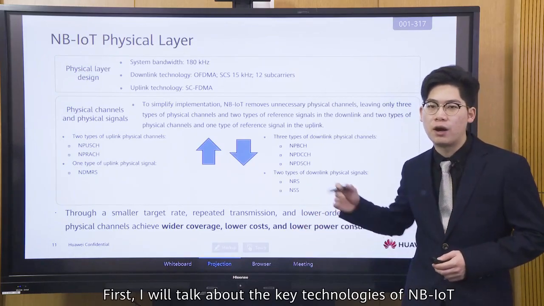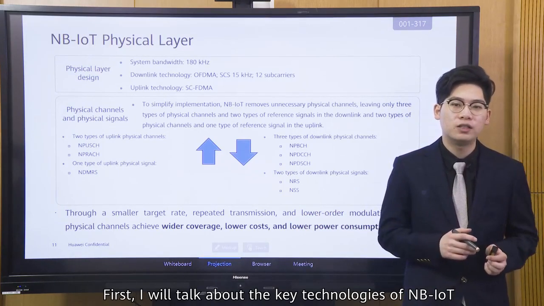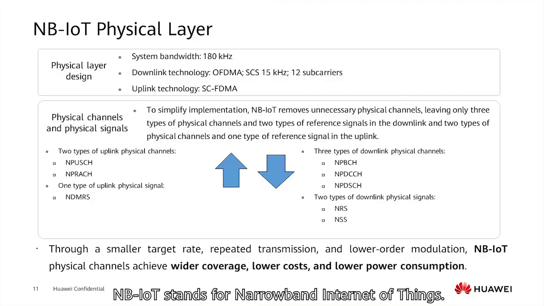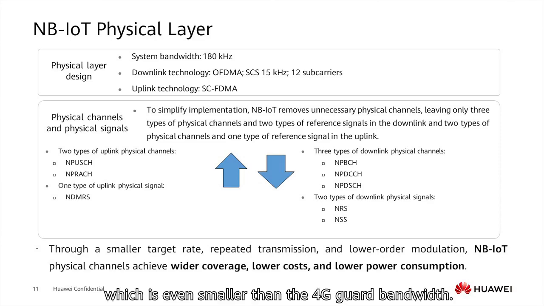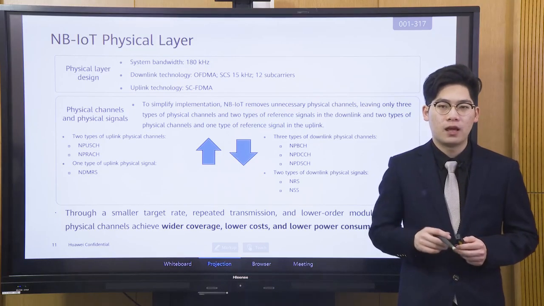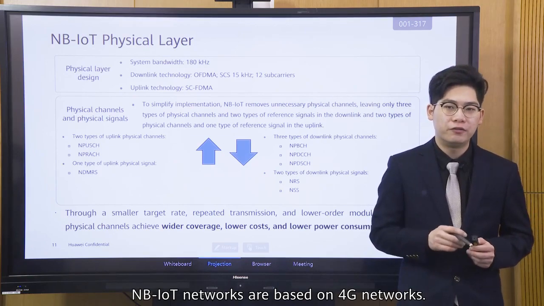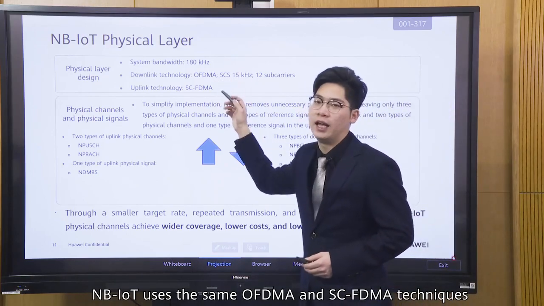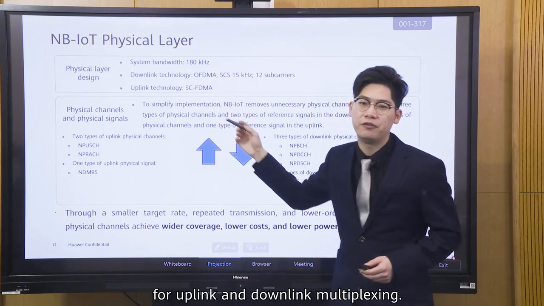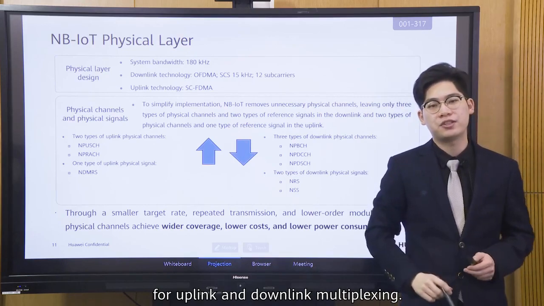First, I will talk about the key technologies of NB-IoT at the physical layer. NB-IoT stands for Narrowband Internet of Things. Why do we say narrowband? Its system bandwidth is just 180 kHz, which is even smaller than the 4G guard bandwidth. As we just mentioned, NB-IoT networks are based on 4G networks. NB-IoT uses the same OFDMA and SC-FDMA techniques for uplink and downlink multiplexing.